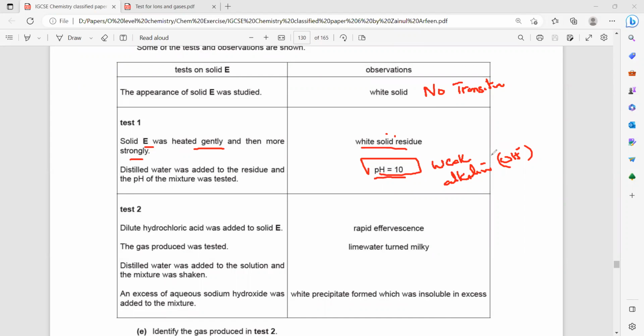Likely calcium carbonate, which formed calcium oxide and then dissolved to form lime water. Dilute hydrochloric acid was added to solid E, and a rapid effervescence. Whenever we add acid to any solid and we observe effervescence and the gas was tested, carbonate ion is present.